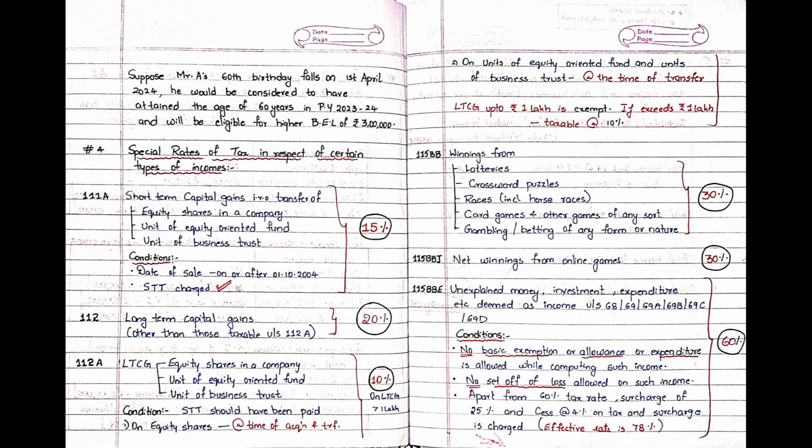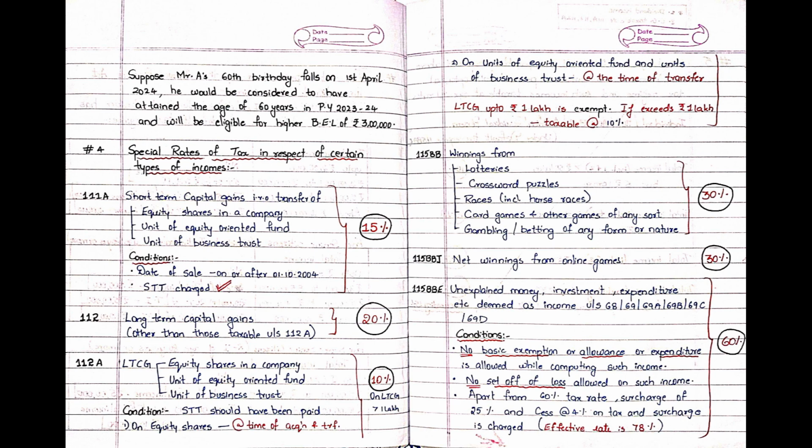If he has to get the amount taxed at the rate of 10%, he should have paid STT at the time of acquisition of those shares and at the time of transfer of those shares. Only if he has paid the STT at the time of acquisition and at the time of transfer, he can get the amount of LTCG, that is long-term capital gain, taxed at the rate of 10%.